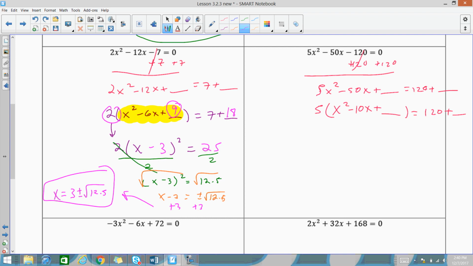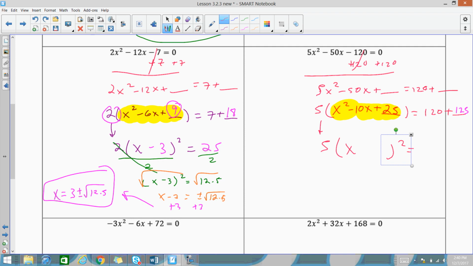So we need our special C value here. To get our special C value, you go b divided by 2, so negative 10 divided by 2 is negative 5. Negative 5 squared is 25. Now 25 doesn't go over here. Remember, you multiply that 25 by the GCF and you get 125. So that's awesome. This is all we care about. The 5 comes down.